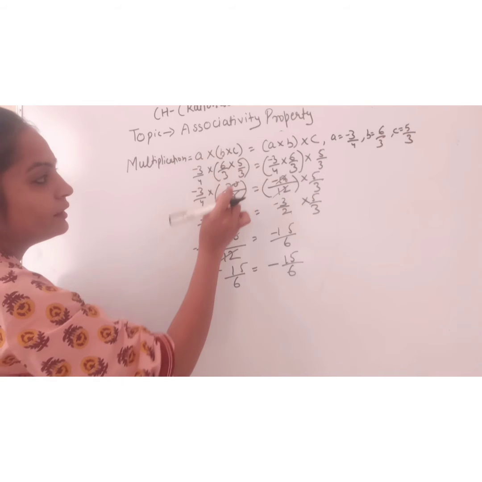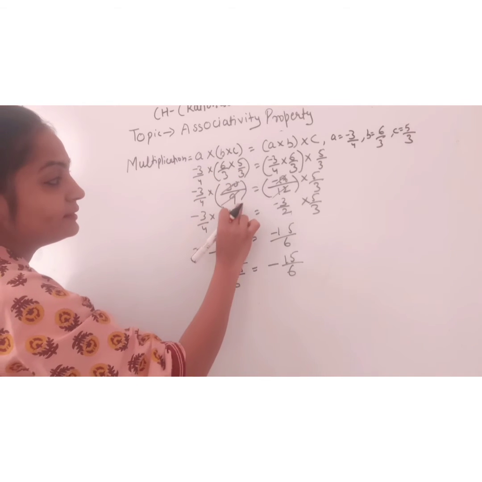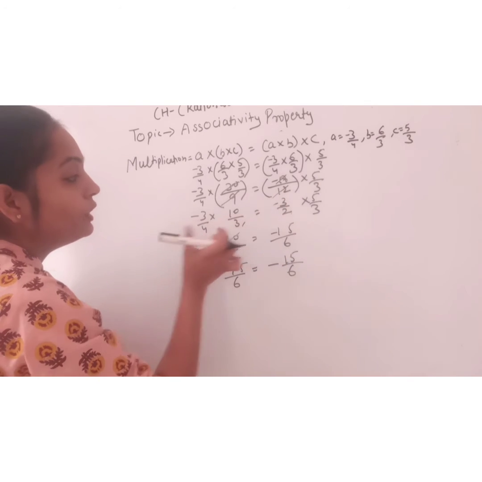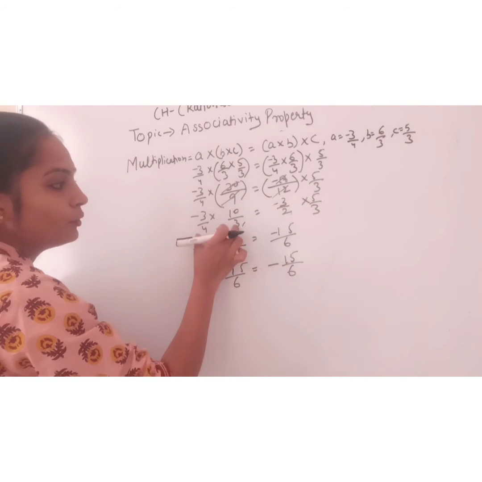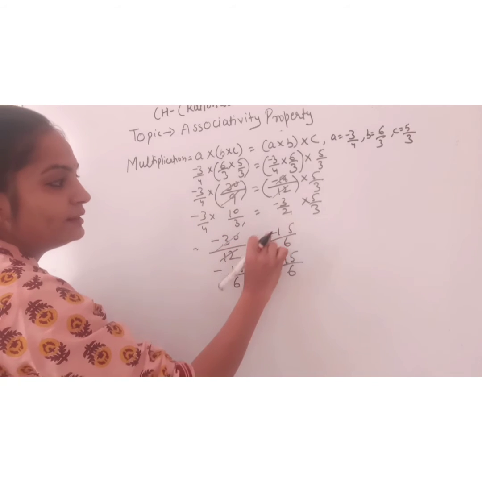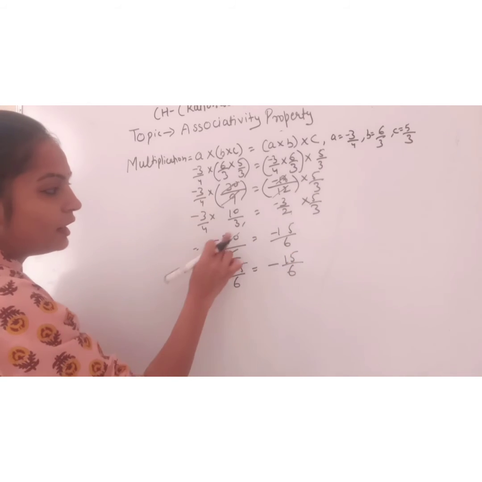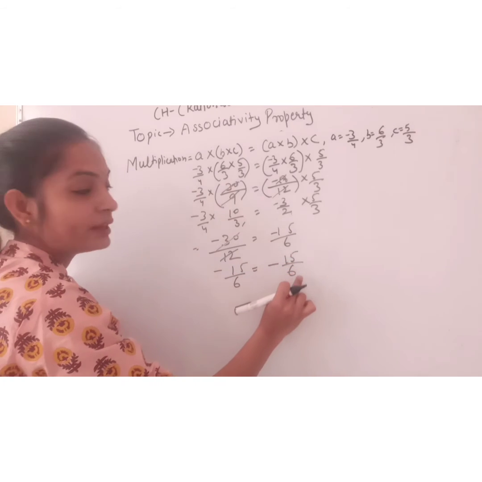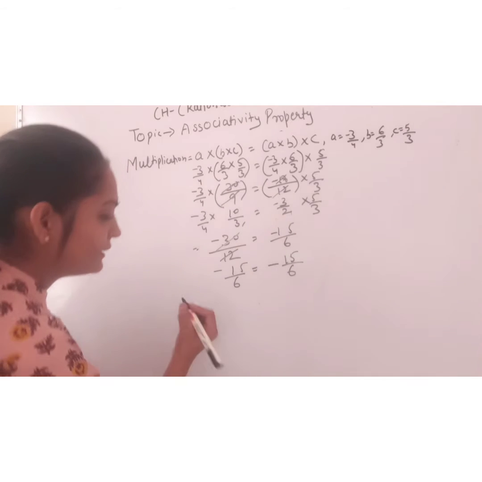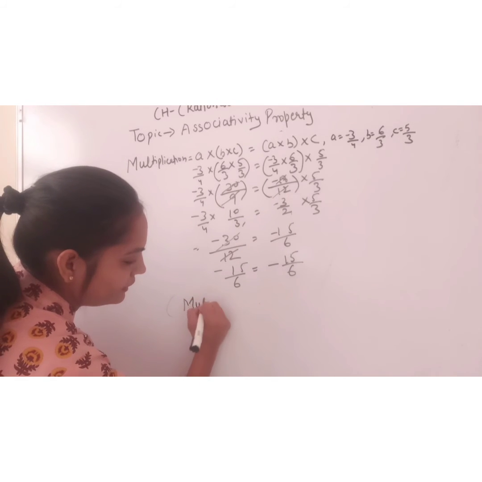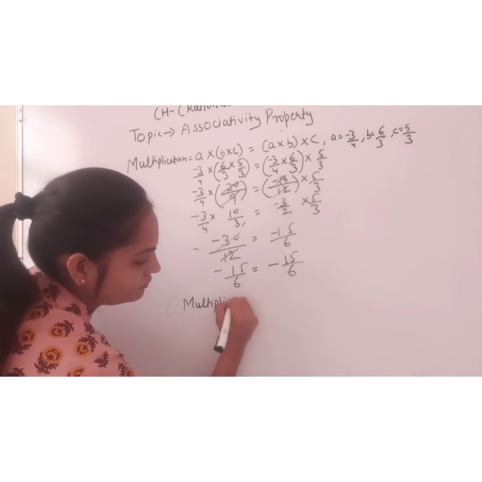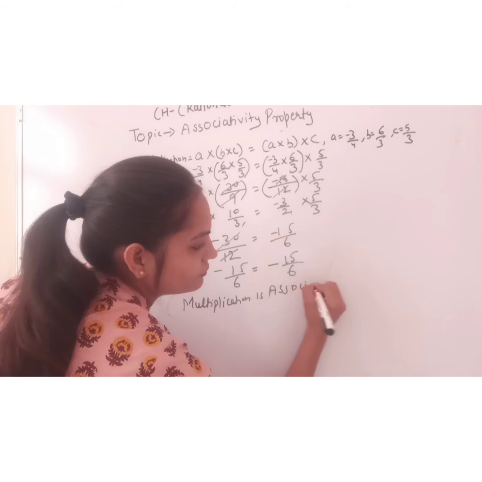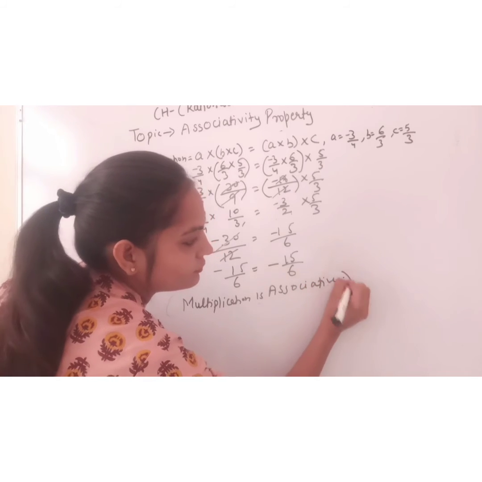After solving this and cutting out, I am getting 10 by 3, and after solving this and cutting out, I am getting minus 3 by 2. After solving these two, I am getting minus 30 upon 12 and this side minus 15 upon 6. After cutting it, I am getting minus 15 by 6 and this side also minus 15 by 6. So what can I say? I can say that multiplication is associative. Okay.